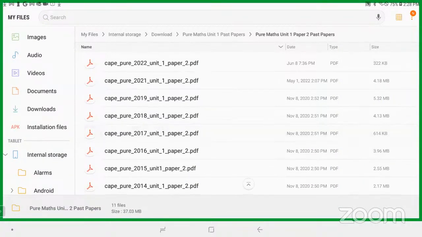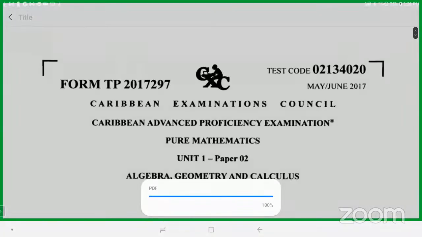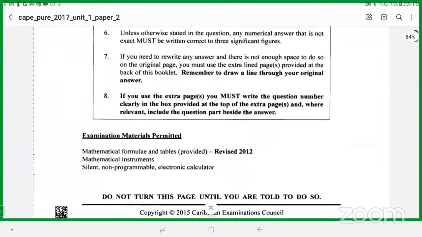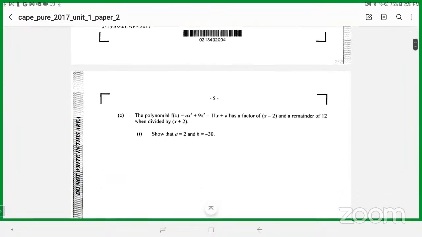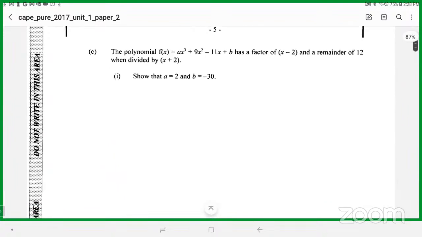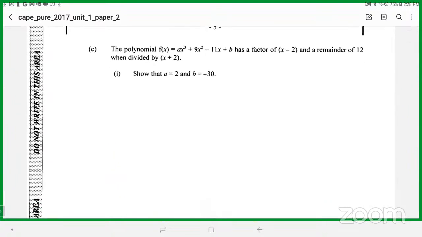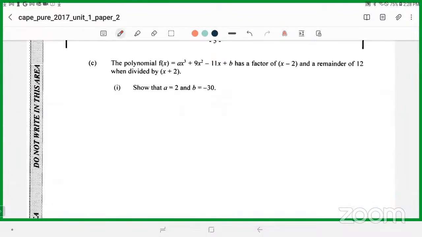2017. All right, this is a typical polynomial question. You see, they give you this cubic function right here. They say this is a factor, and then you have a remainder of 12 when you divide by this. And they're telling you to show that a equals 2 and b equals -12. So this is very similar to the one that we did earlier, just the values are different. Two unknowns, so we need two equations.